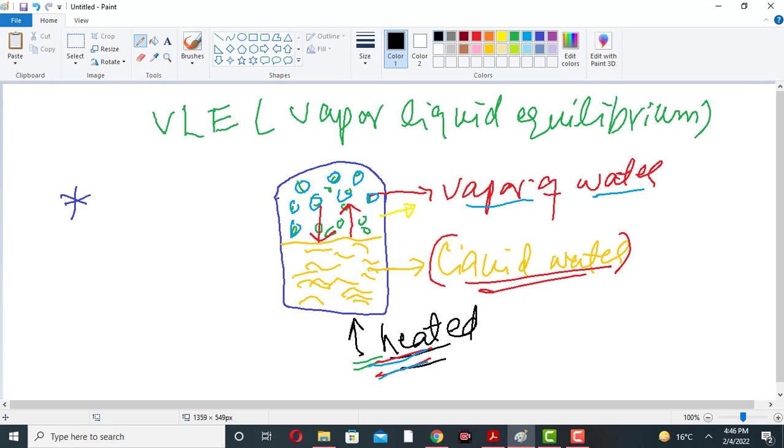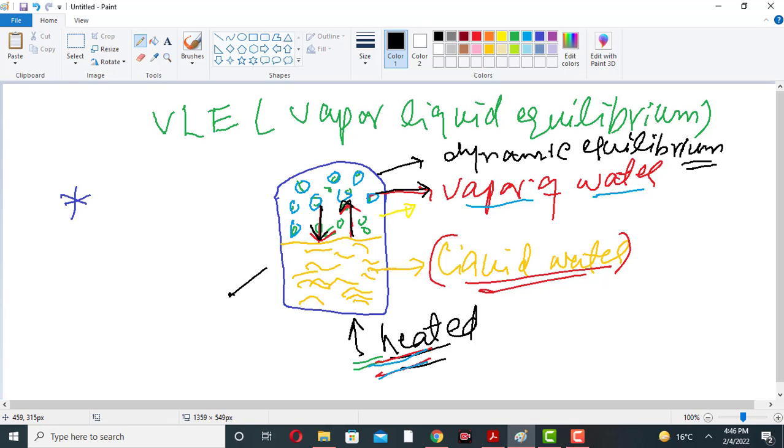Now a time will reach when the rate of evaporation will be equal to the rate of condensation. Then at this time we will say that this system is in dynamic equilibrium. Dynamic equilibrium. So we will say that the system is in dynamic equilibrium, and this is called the vapor liquid equilibrium.